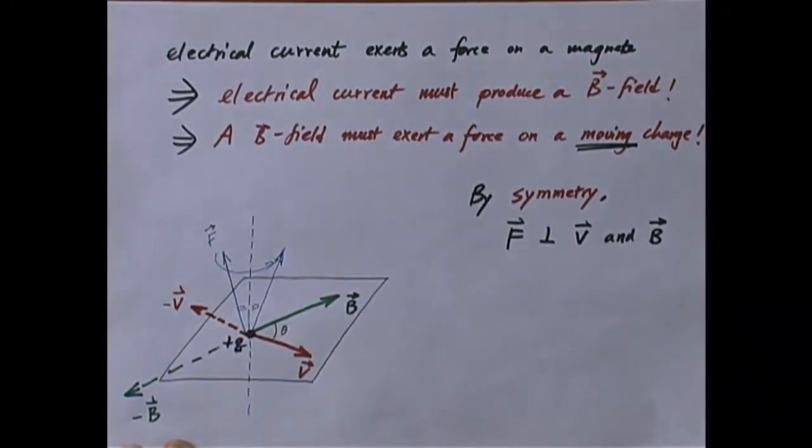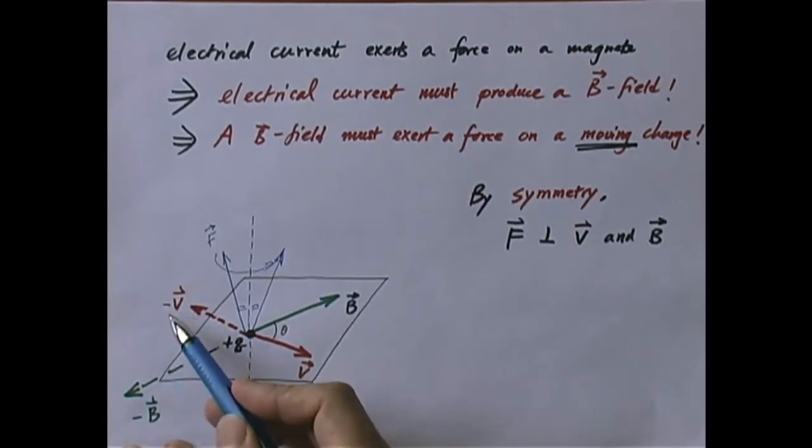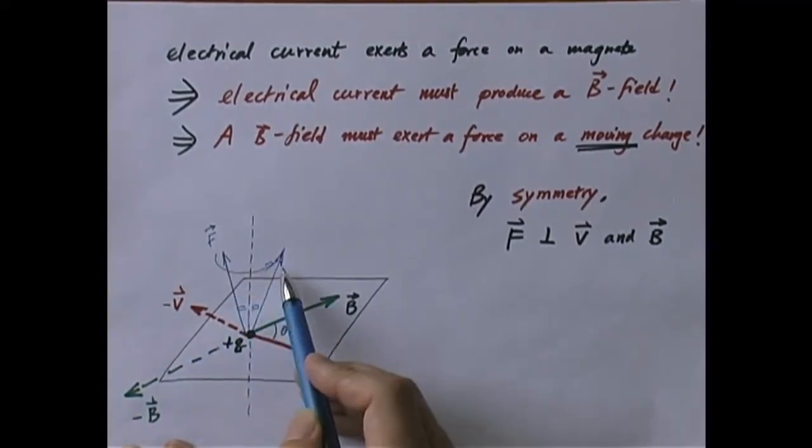But wait a second, we know F should not change, right? By the symmetry argument, we know F should not change because we reverse both B and v. And that means these two F's really should be the same vector.